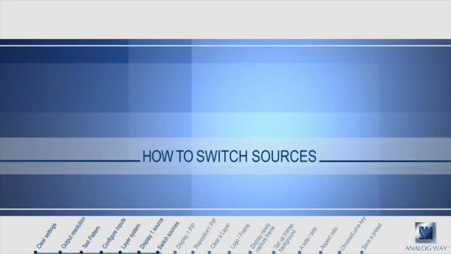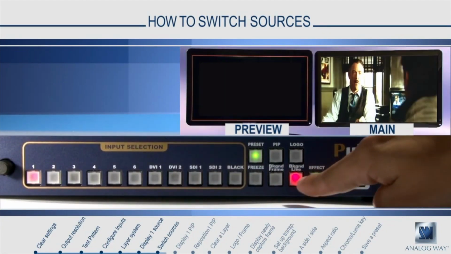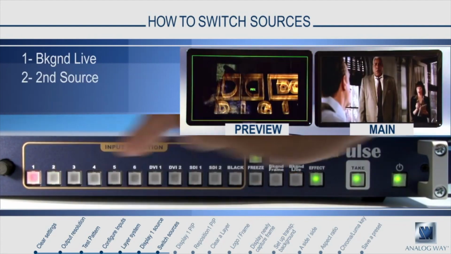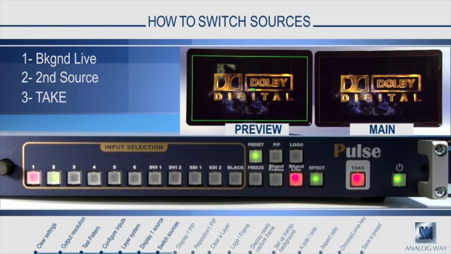How to switch sources. First, select the layer you wish to change, then select a new source. You'll see the new source on preview. Press Take to transition your new source to the main.